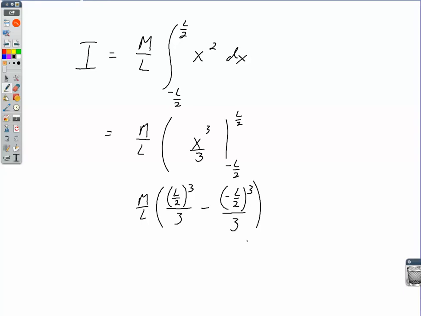So we can pull the 3 that's in the denominator out, and then we're going to have, let's see, m over 3L. Let's see how badly I can mangle this algebra. We got L cubed over 8 plus L cubed over 8. So that's going to give us 2L cubed over 8 times the m over 3L out front. And so, oh boy, let's do some simplifying here. We're going to end up with L squared. We got 1 and 4. So we're going to end up with 1/12 ml squared.